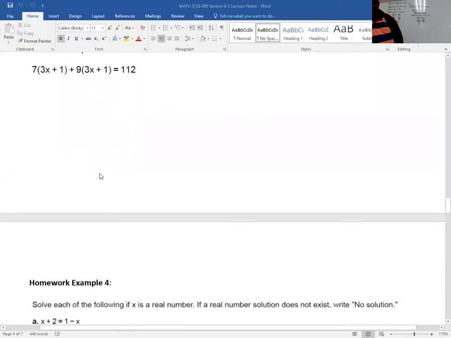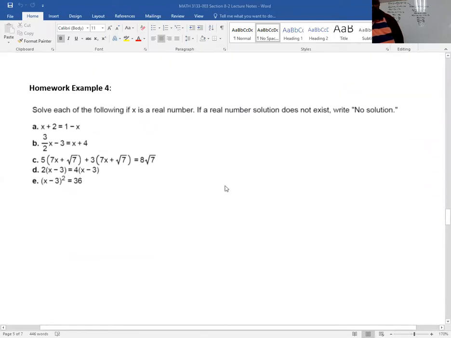All right, take a look at example 4. In this case, there are 5 parts to this problem. Here we want to solve each of the following if x is a real number, and if a real number solution does not exist, then of course we write no solution.